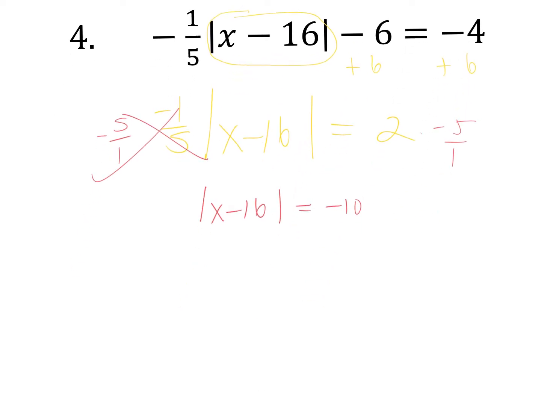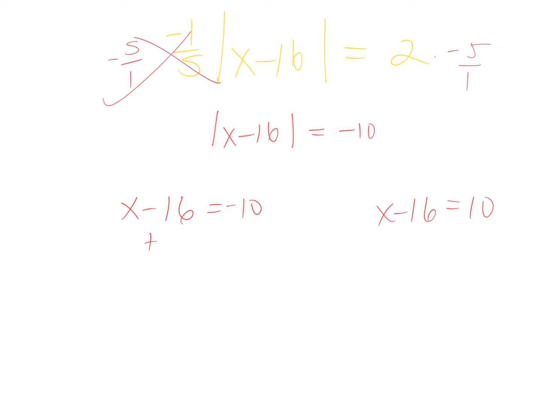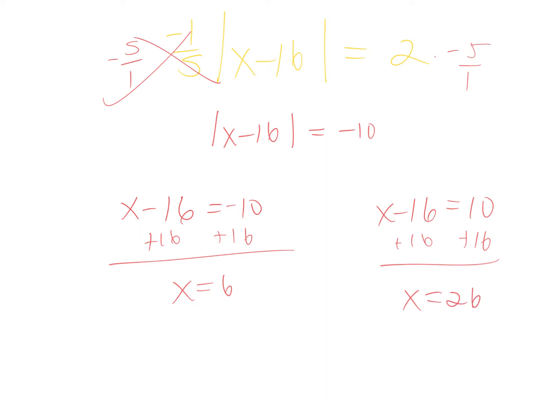Now that the absolute value is by itself, you can split it up. X minus 16 equals negative 10. X minus 16 equals positive 10. So go ahead, add 16 to both sides. I get x equals 6, right? I'm going to add 16 to both sides, and I get x equals 26. What should I do? Plug it back in. I should plug back in to check.